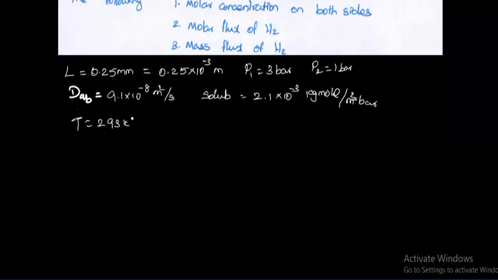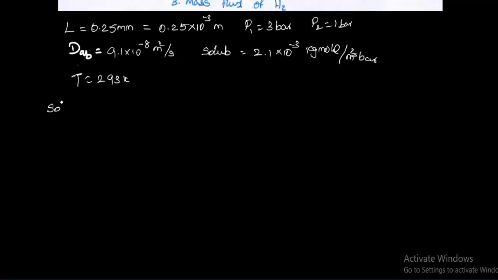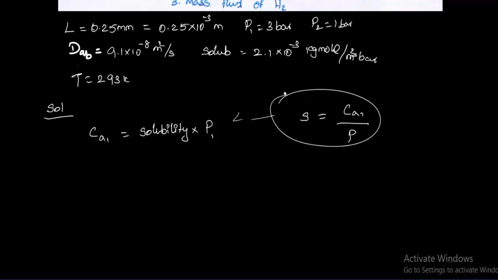Now we are going to solve the problem. Solution. First thing you have to find out Ca1 and Ca2, right? So just memorize this formula. Ca1 equal to solubility into pressure 1. That is, solubility equal to Ca1 divided by pressure. From this formula I am writing this, right? So just memorize this formula. This will not be available in the data book. So once solubility is given, you have to find out Ca1 or pressure 1, right?